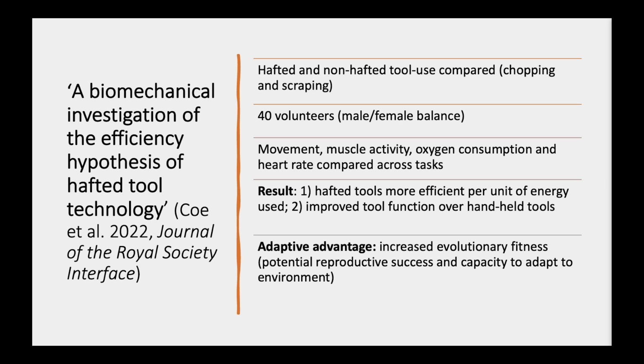So we've got hafted tools and non-hafted, and they're using them in a short way. After we recorded their muscle movement, their physiology in terms of oxygen consumption and heart rate, we could show that the hafted tools were more efficient. The efficiency has an advantage here, not just in terms of producing more food, but it may have an evolutionary advantage in terms of individual fitness, being able to generate offspring, and their offspring being able to generate offspring and survive through this greater efficiency of the technology.